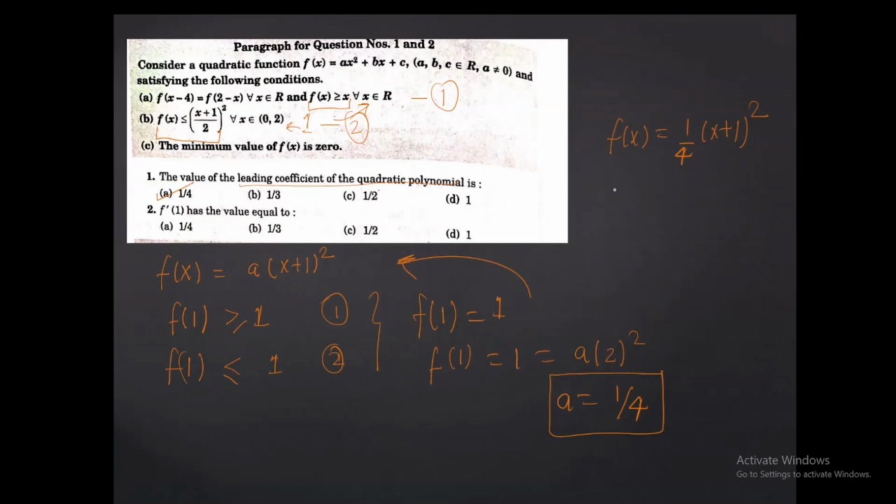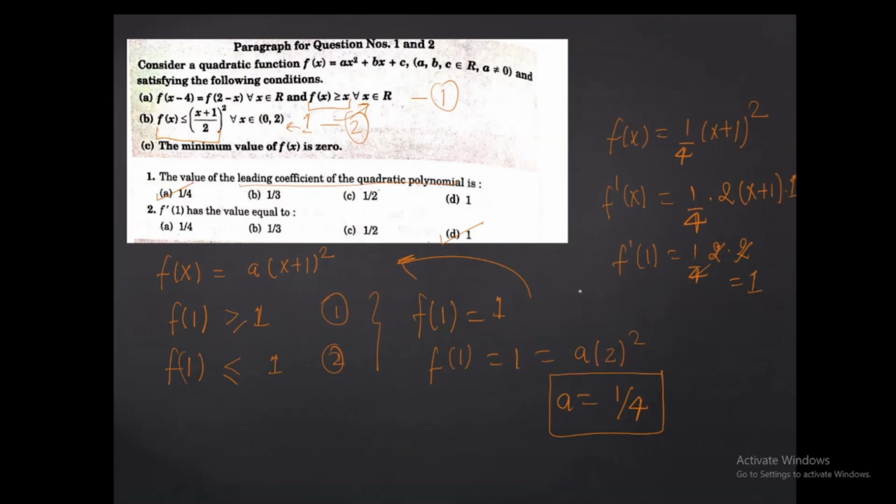So first, let's say f dash x equals how much? It will be 1 by 4, times 2 times (x plus 1), and then the differentiation of x is 1 only. So now putting the value of x equal to 1, we get 1 by 4 times 2 times (1 plus 1), which is 2. So from here we get the value of f dash 1 to be 1. So that's it for this question.